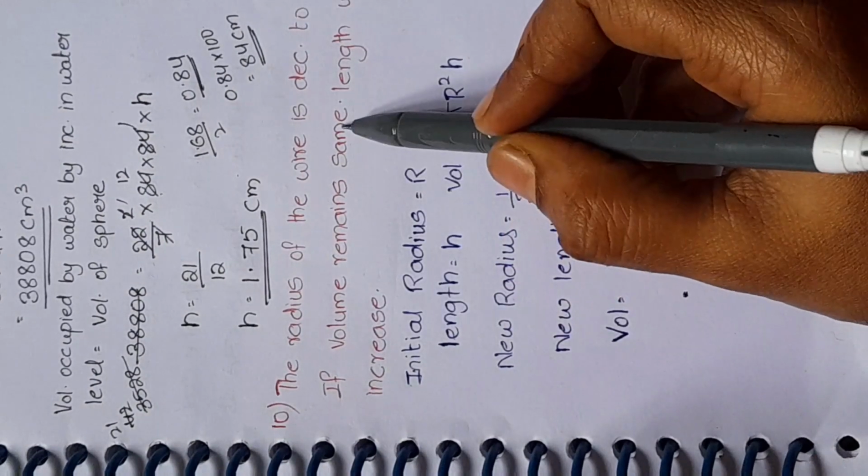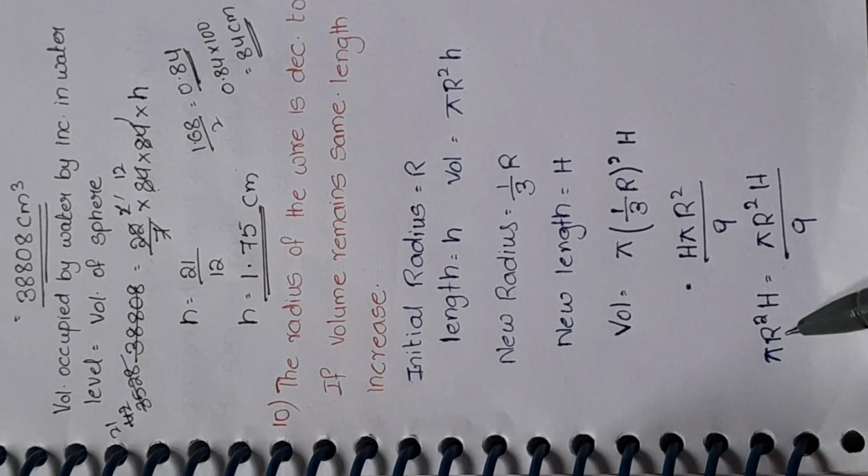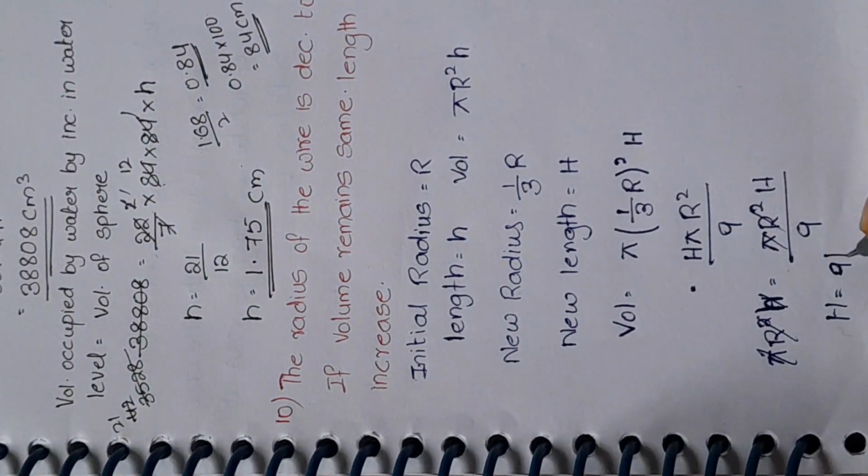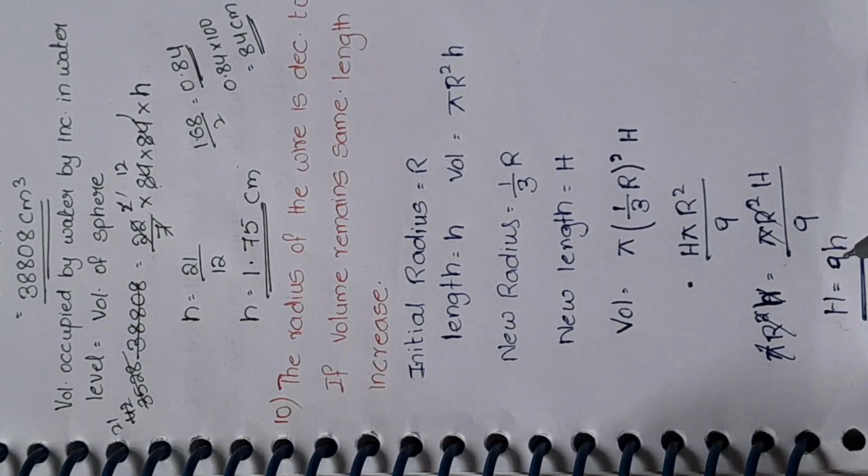Here it is given that the volume remains same. So the initial volume and the new volume are same. On cancellation, we get small h is equal to 9 into capital H. That is, the new height is equal to 9 times the old height.